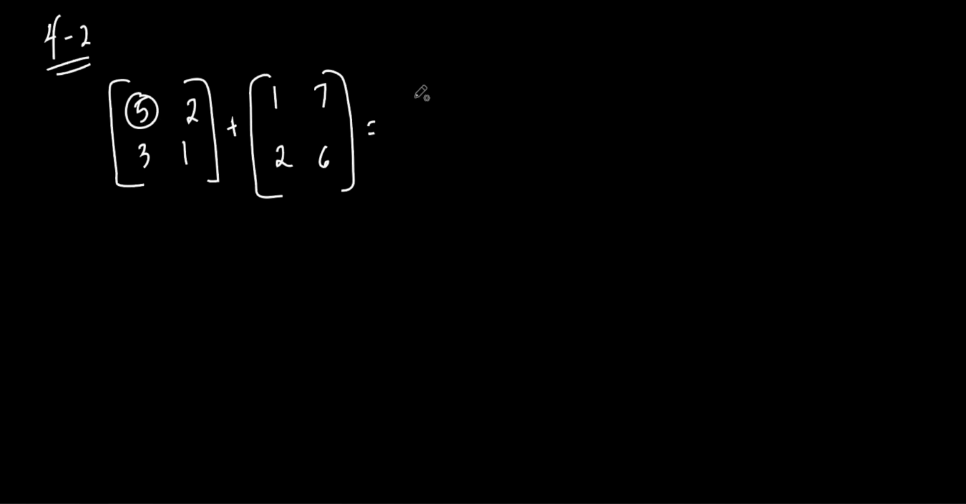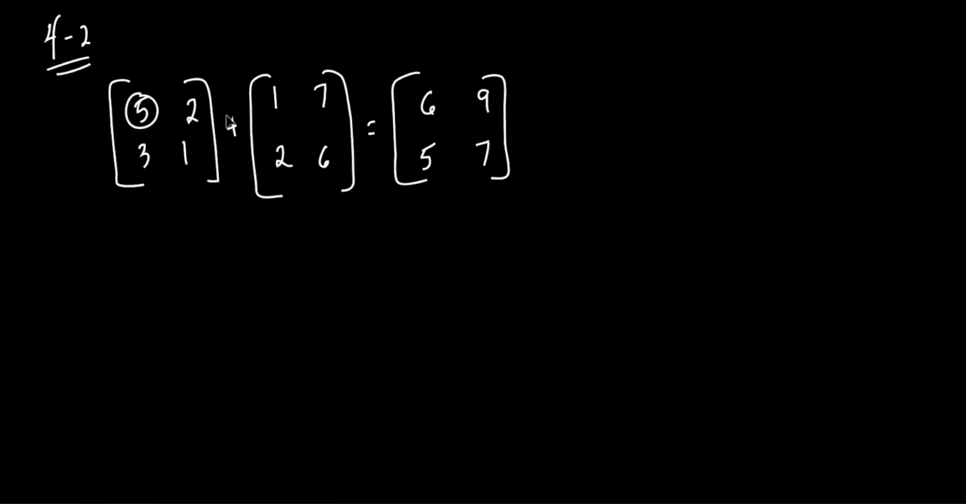All right, so it's going to be 5 plus what? 1, which is 6. I'm not going to write the 5 plus 1 down, right? But you can see it. And then the 2 plus 7 is a 9. The 3 plus 2 is a 5. The 1 plus 6 is a 7. And there you go. That's how you add matrices. Pretty simple, isn't it? Yeah, about the easiest thing you can do with matrices is add them together.